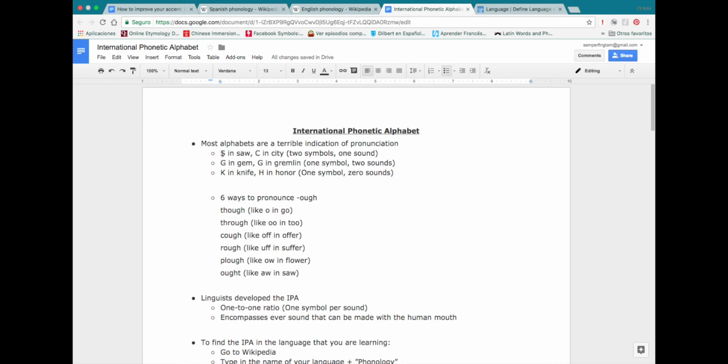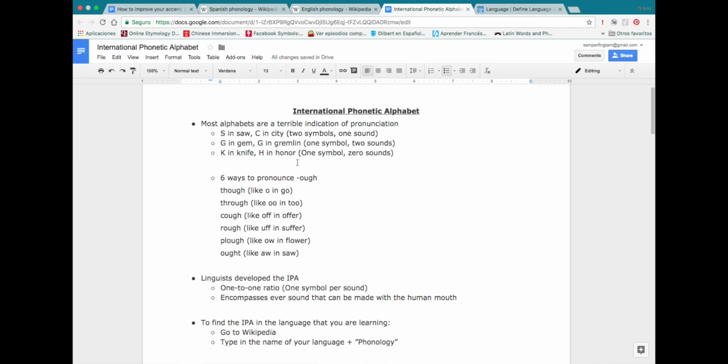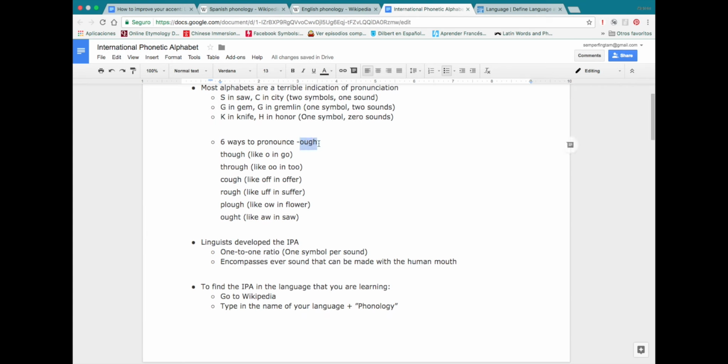English is terrible about the correlation between spelling and pronunciation, because we have here the letter S that can be pronounced like the S in saw. We also have the C that can be pronounced like the C in city. And then over here we have letters that can be pronounced in two different ways, like the G in gem or gremlin. And then we also have a lot of letters that just aren't pronounced at all, like the K in knife. And then if you look at this specific combination of letters, that can be pronounced in 6 different ways, or even more depending on your dialect. It can be pronounced as O, oo, off, uff, ow, or aw.